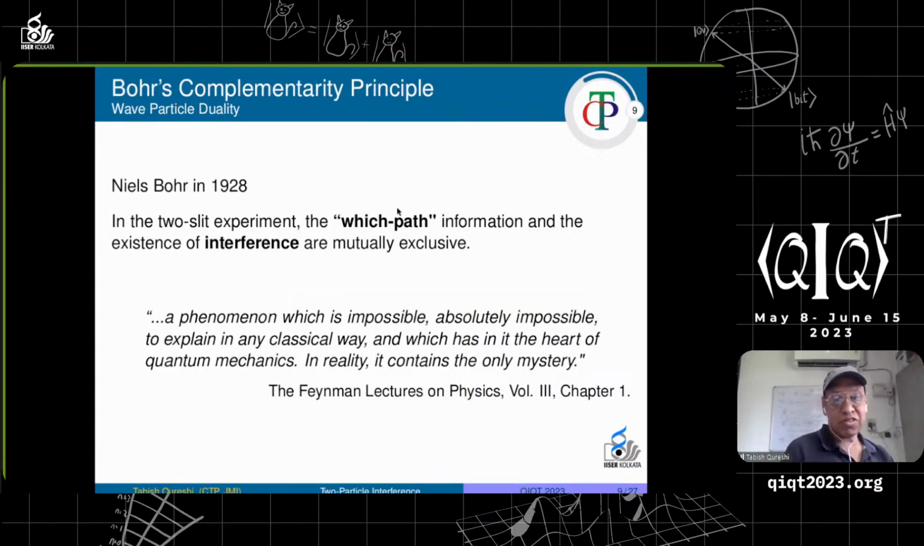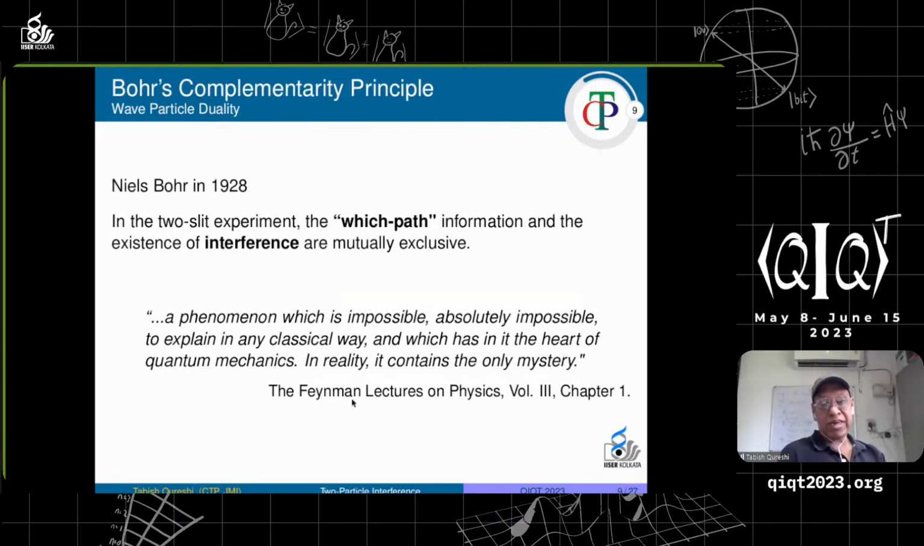So this experiment seems to show that this wave nature and particle nature are actually mutually exclusive. So Niels Bohr was so fascinated with this concept that he elevated it to a separate principle, which he called the principle of complementarity. So for the two-slit experiment, it will mean that the which-path information, or which-way information, and the existence of interference are mutually exclusive.